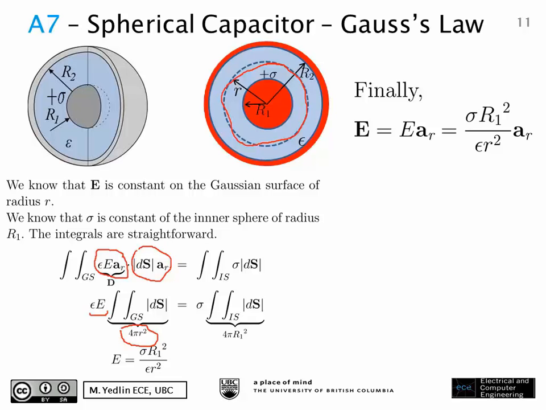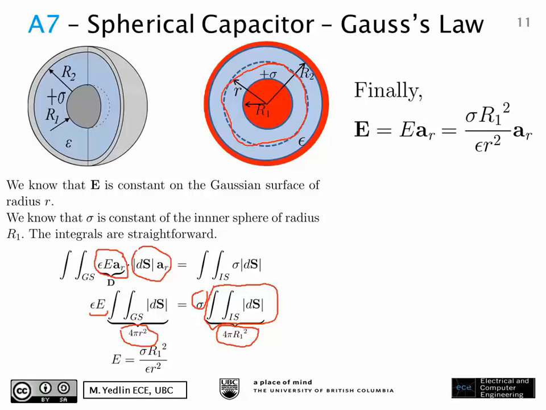Now we do the same for the right-hand side. Sigma is a constant. It comes out of the integral. And now we're integrating over this inner spherical surface of radius r1. What's the area of a sphere of radius r1? It's 4 pi r1 squared.